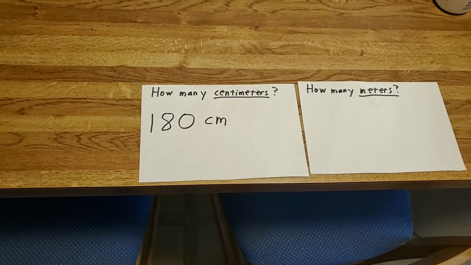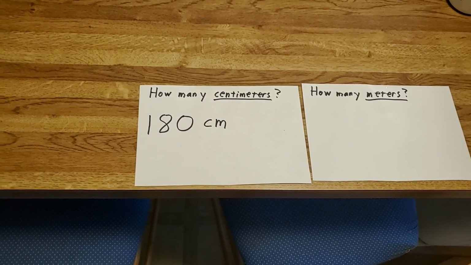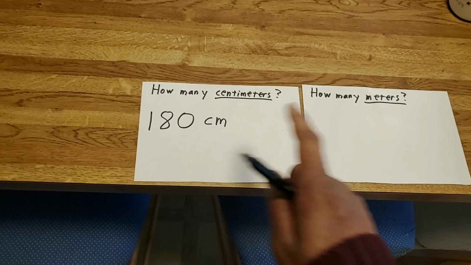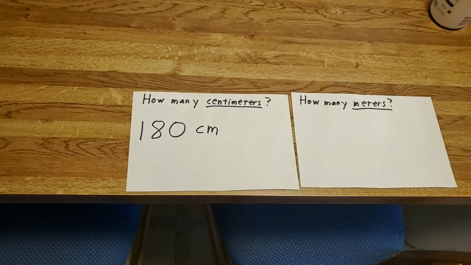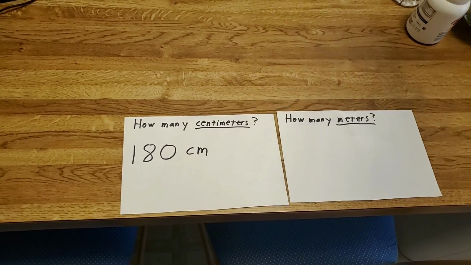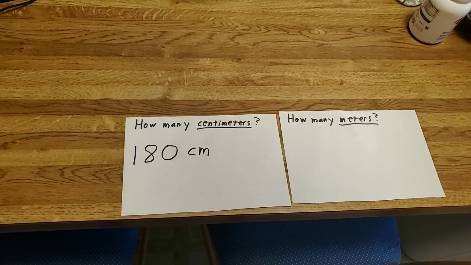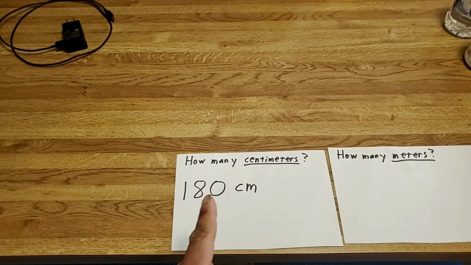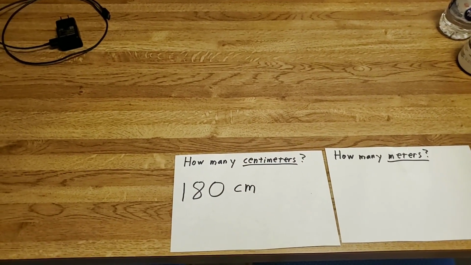I also want to know how many meters it is. So we're going to turn this 180 centimeters into meters, just like we did last week when we measured the door, measured the armoire, and measured in inches and feet. We are going to measure these objects in centimeters and meters. So let's figure it out.